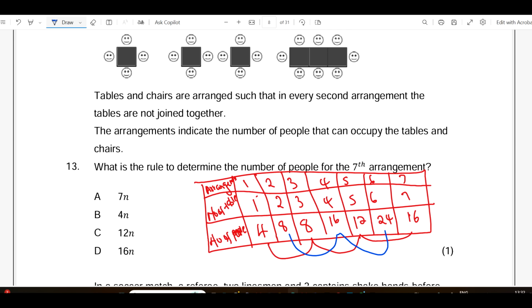So the rule for the seventh arrangement is gonna be 4n. The rule for the seventh arrangement, because we multiply, it's gonna be 4 times 4, which will give me 16. So it's gonna be 4n. So the correct answer is 4.